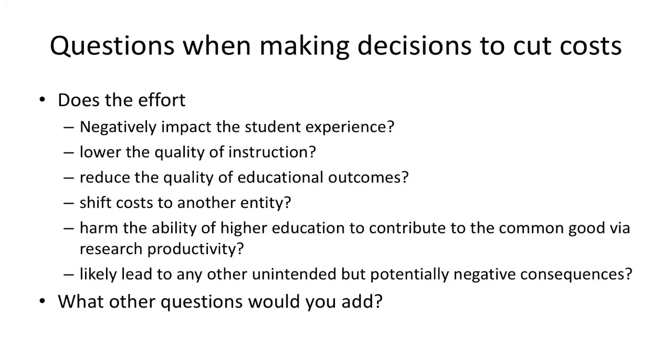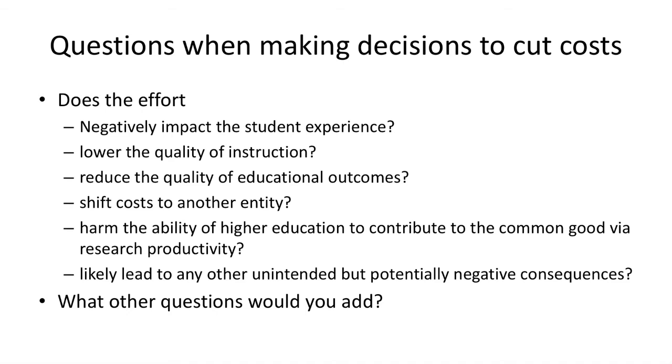When you're making cost-cutting decisions, when you're thinking about academic programs in particular, it's essential that you ask about the impact on academic programs. Particularly, it's important to ask, if I make this cut, will this negatively impact the student experience? Will it lower the quality of instruction? Will it reduce the quality of educational outcomes? Those three questions are all about academic quality. And of course, that's at the heart of our enterprise, and those are always the first three questions to ask.